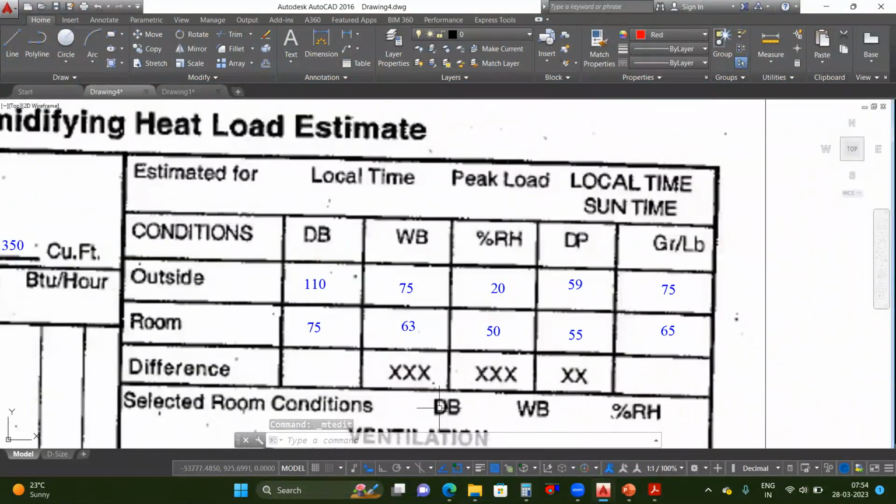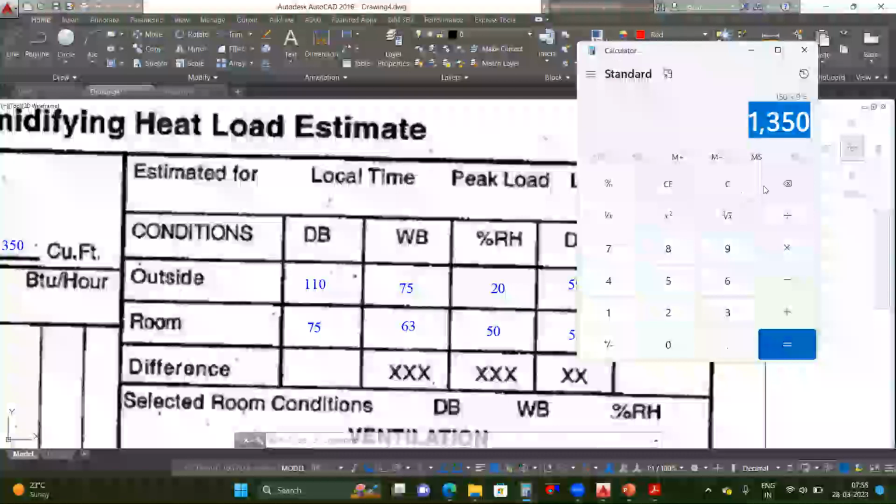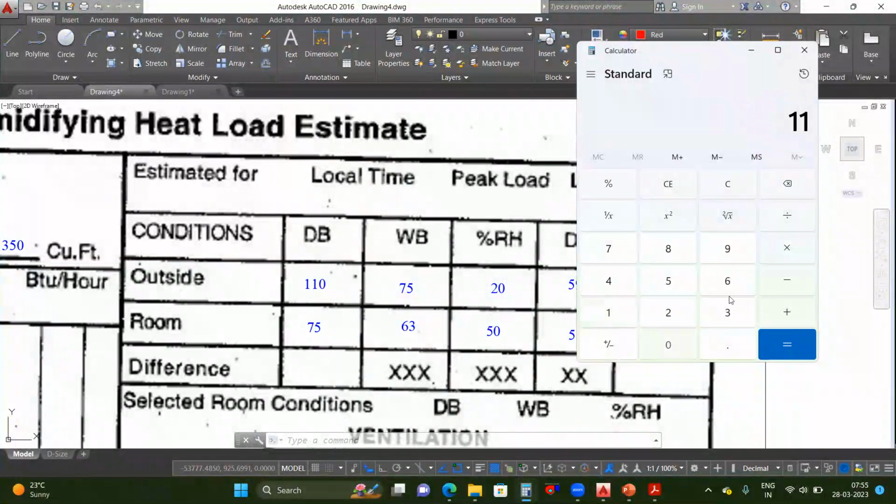Okay, so we have entered all the values from the psychrometric chart. Next we need to take the difference of dry bulb temperature and the humidity ratio. So what is the difference here? 110 minus 75, we get 35 here.